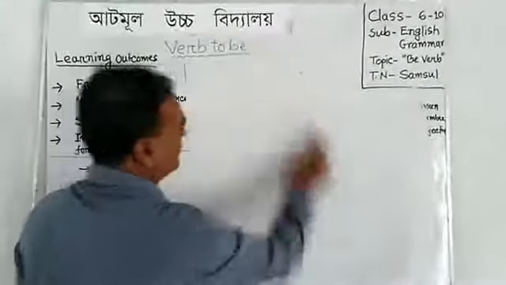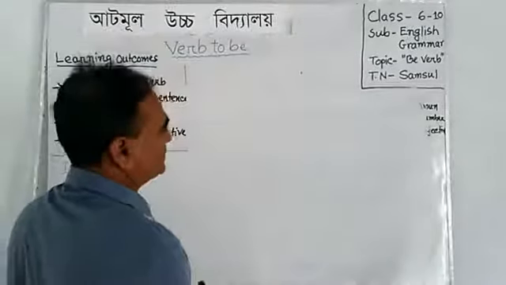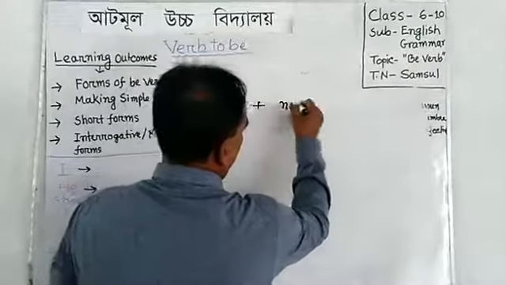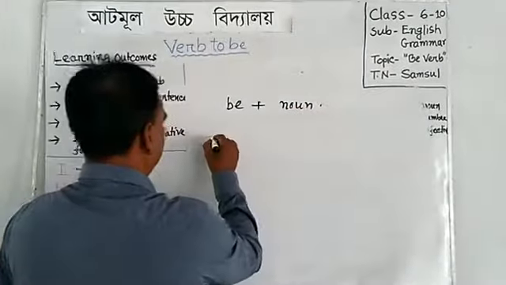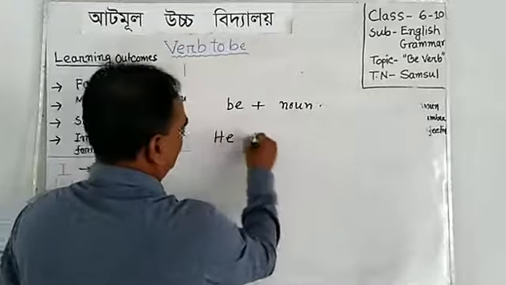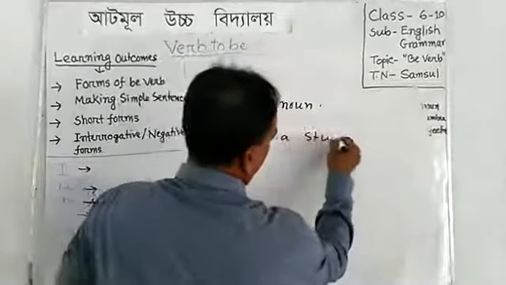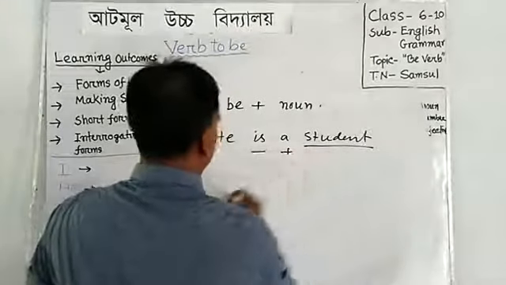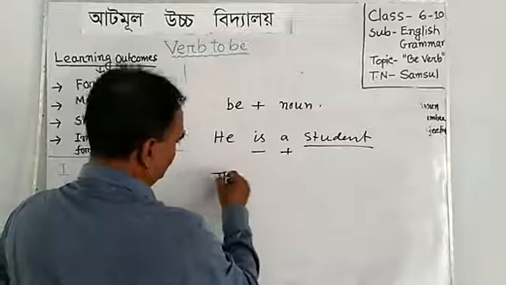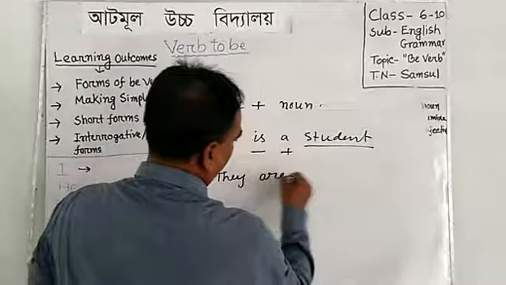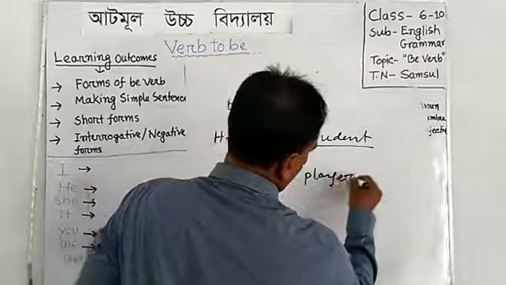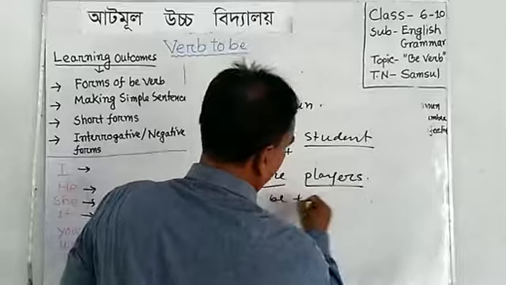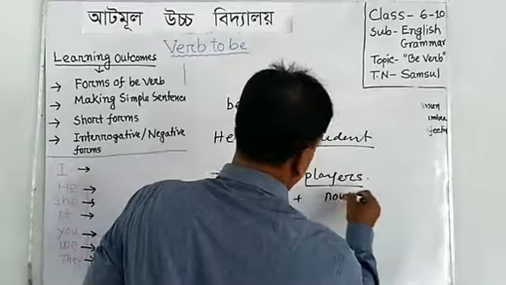Okay, dear learners, now we'll make some sentences with be verb plus noun. He is a student. Student is a noun here. So be plus noun. They are players. So be plus noun.